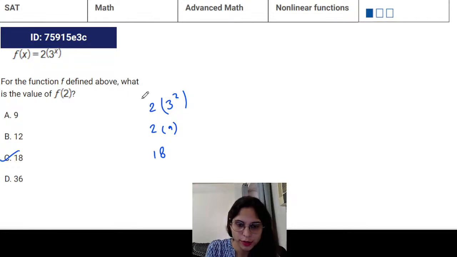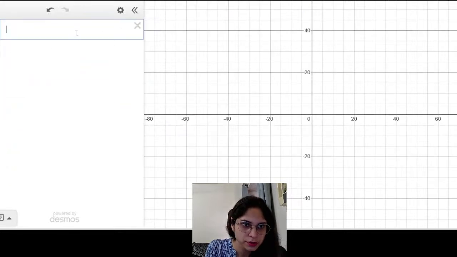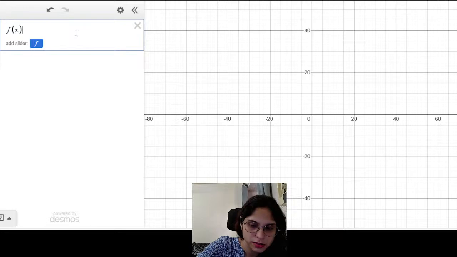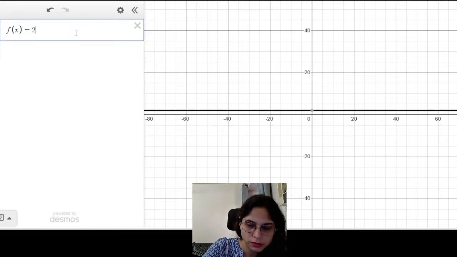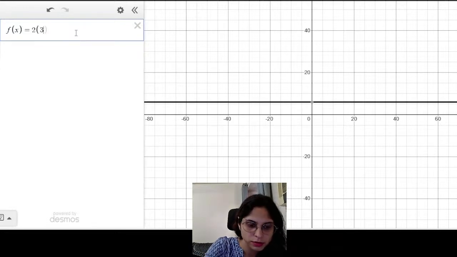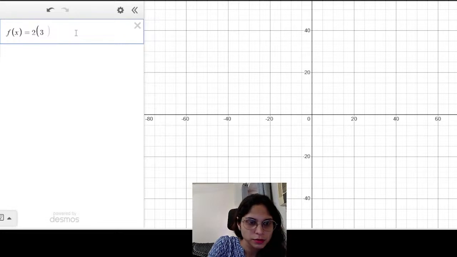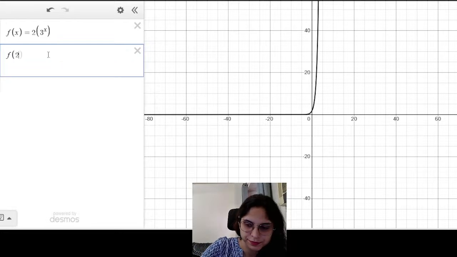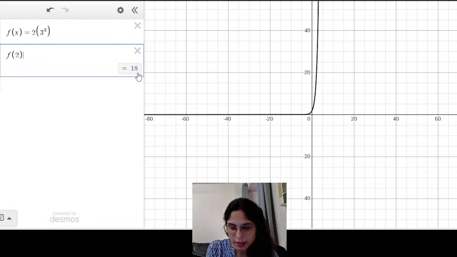Or how can you do it using Desmos? You just go to Desmos, you write f of x equals 2 times 3 to the power x, and in the next line you can just write f of 2. You will get your answer, 18. That's another method through which you can do it.